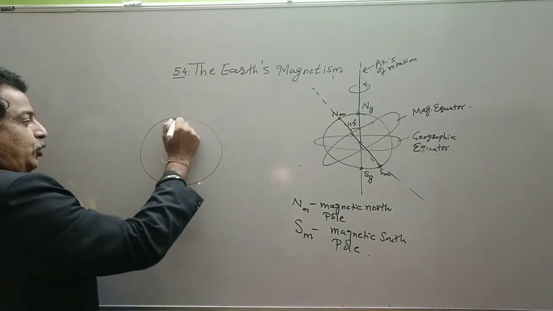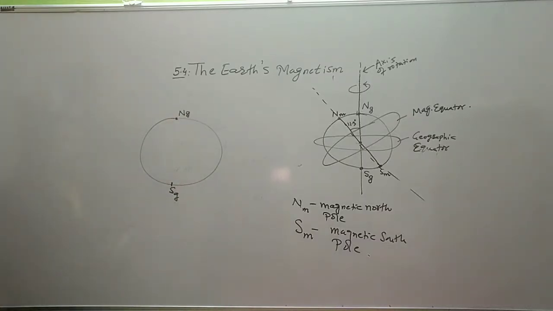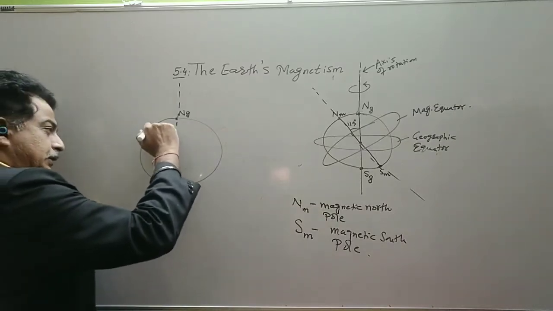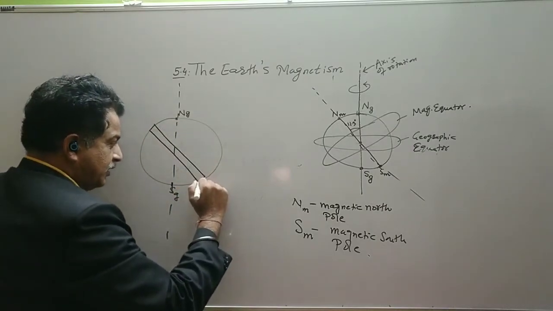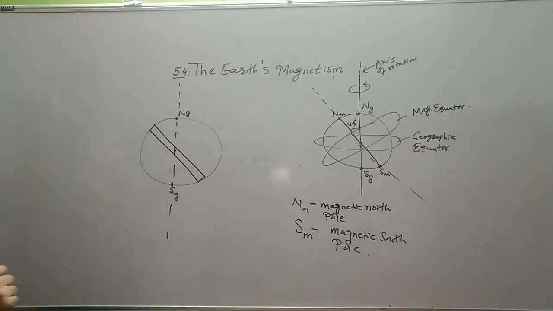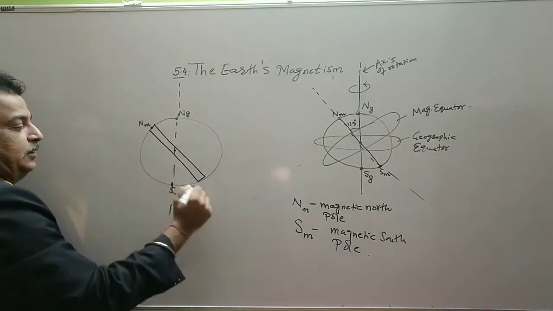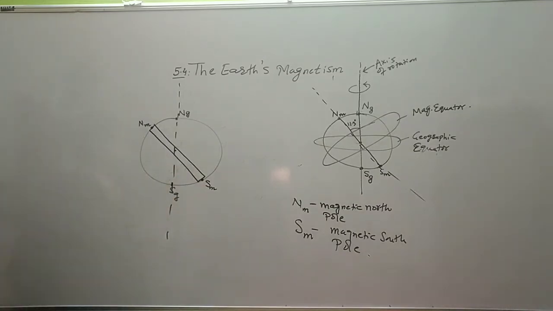Again, let us draw. Now this is your geographic north, this is your geographic south, and we have the axis of rotation. Let us draw a bar magnet here, though it is hypothetical. We assume it is a magnetic dipole. Now this point is named magnetic north, magnetic south. But we have to draw the magnetic field lines.